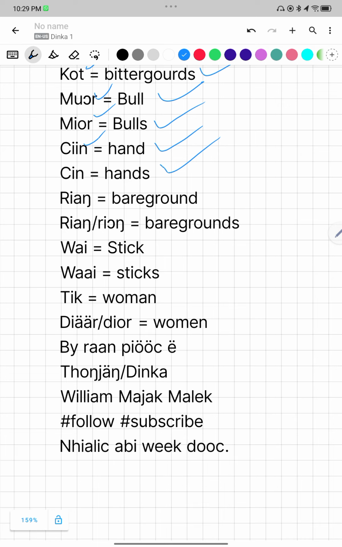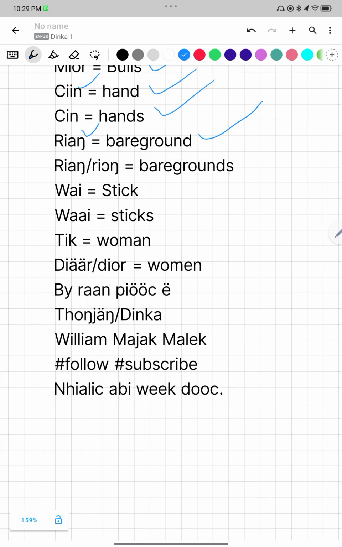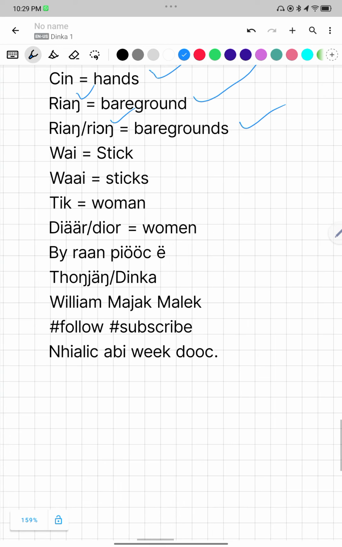Riang means bare ground. Bare ground, a place where there is no grass, is called riang in Dinka language. The plural form of riang is riang or ryong. Ryong, bare grounds. Why means sticks. Sticks.